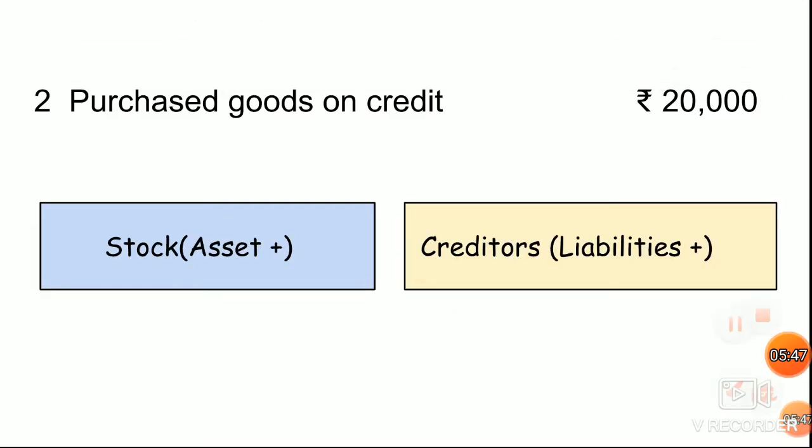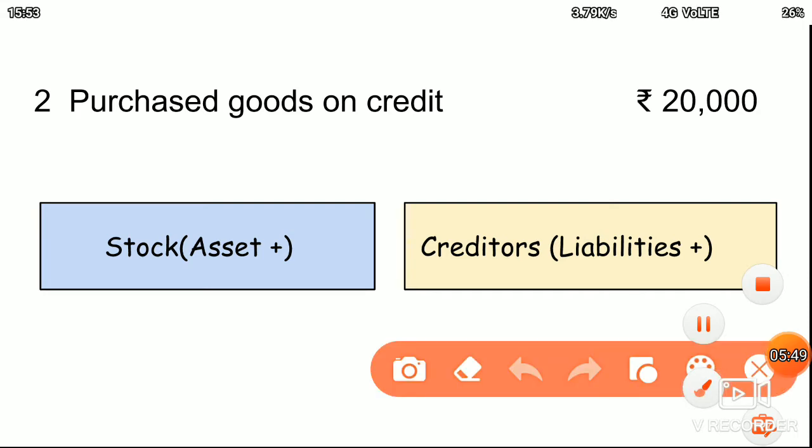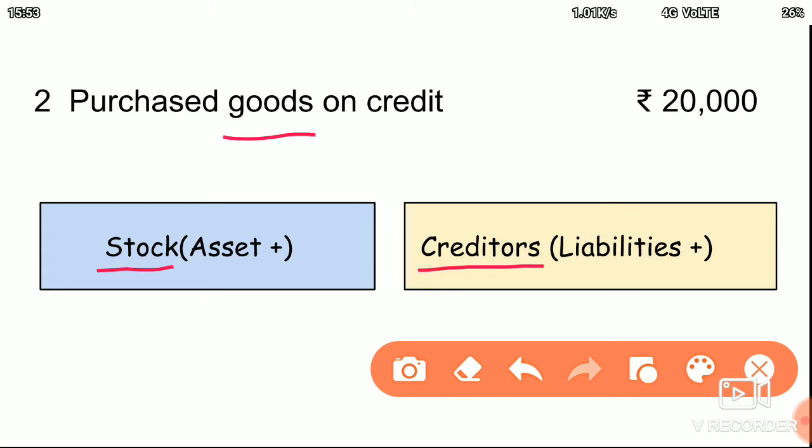Now if we see the next transaction, it says purchase goods on credit. Now goods account in accounting equation is represented by stock account. On the other hand, the business has not paid cash for purchasing the goods. That means it has to pay this cash to the creditors. So the creditors will increase in the business. The creditors are a liability for the business, so it is a liabilities account. So the two accounts that will get affected will be stock account, which is an asset account, and the creditors account, which is a liability account.